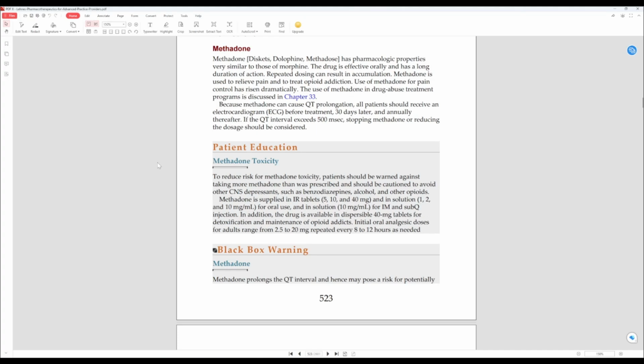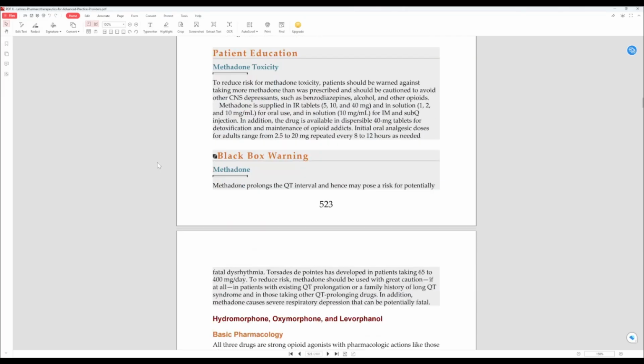Which leads us to our patient education on methadone toxicity. To reduce the risk of methadone toxicity, patients should be warned against taking more methadone than was prescribed and should be cautioned to avoid other CNS depressants. Again, the benzodiazepines, alcohol, and other opioids.